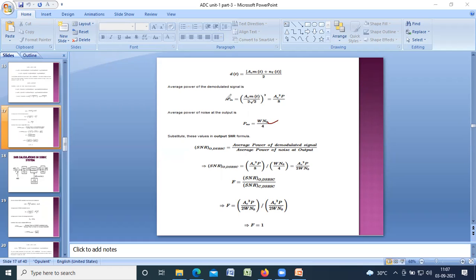Now we have calculated the average power of the demodulated signal and the noise signal. Divide both, you will get your signal to noise ratio for the output. And at the last, divide the signal to noise ratio of the output and the signal to noise ratio of the channel. You will get the figure of merit. Put all the values and tell me, is it the same or not?